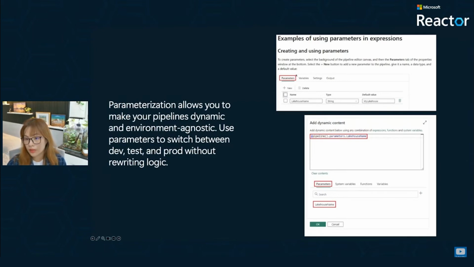Now, in order to use this parameter, you can use it as dynamic content. So when the add dynamic content window is displayed, it allows you to specify any kind of dynamic content, which includes the parameters that we just defined, system variables, functions, along with other variables in the system. So please experiment with this feature.